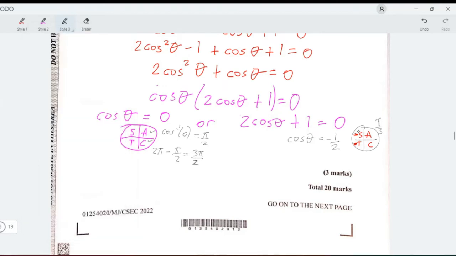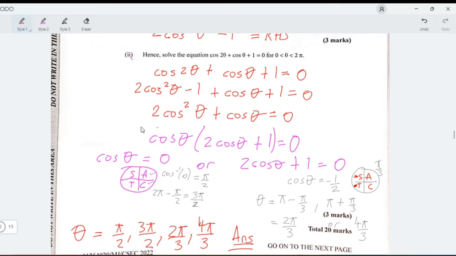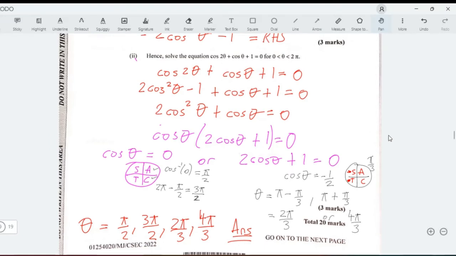So we get our pi by 3, but because we need second quadrant and third quadrant, remember this is pi minus and this is pi plus. The theta then is pi minus pi by 3 and pi plus pi by 3. So this would work out to be 2 pi by 3 or 4 pi by 3. So now to list out all the answers, theta is pi by 2, 3 pi by 2, 2 pi by 3, and 4 pi by 3. Those are all the answers. Nice. Easy question. That finished question 3.